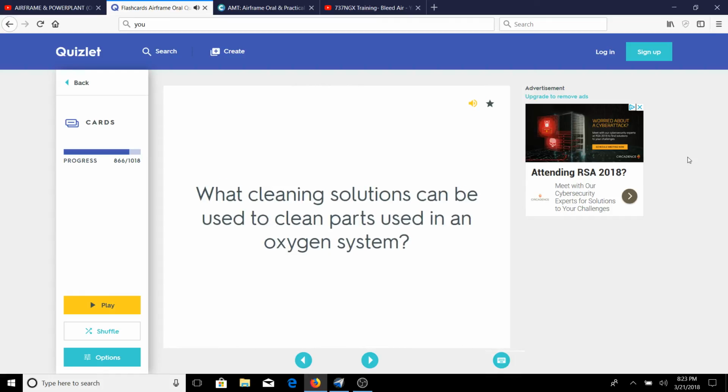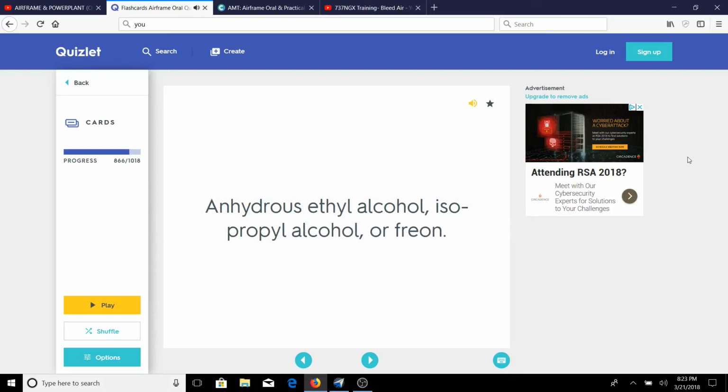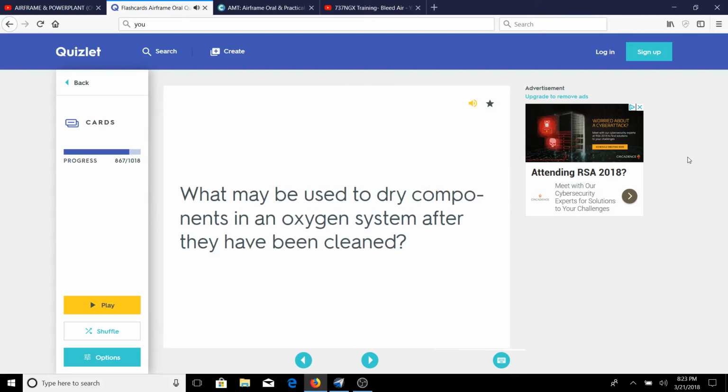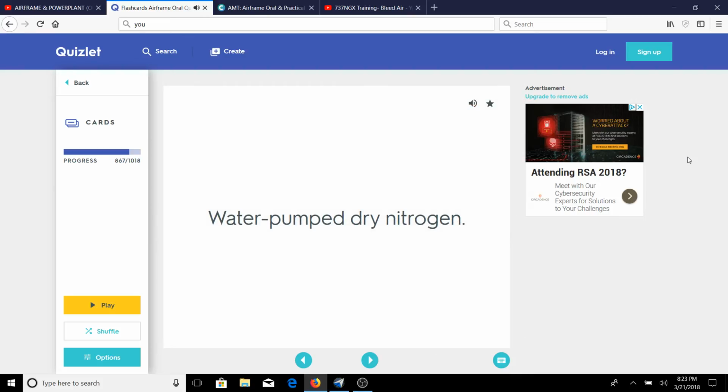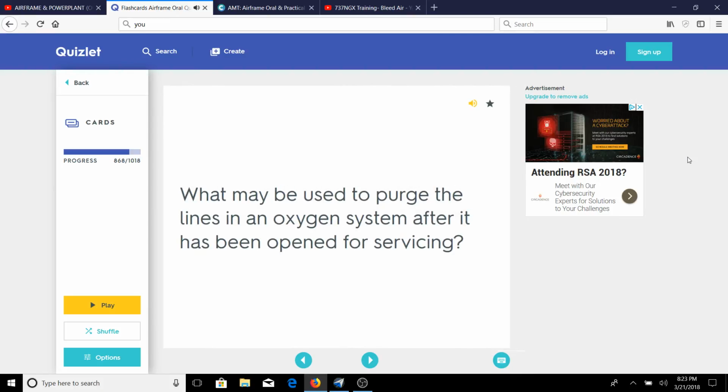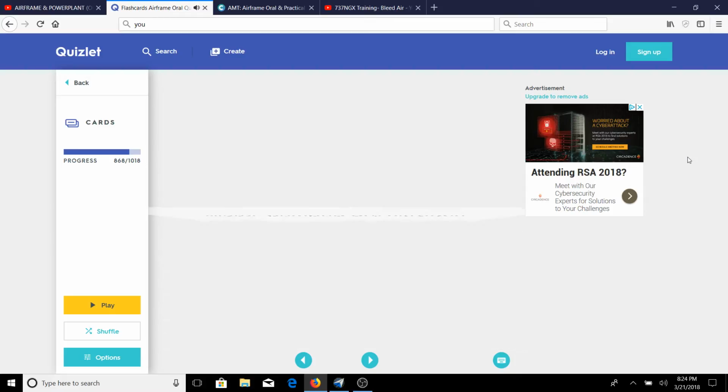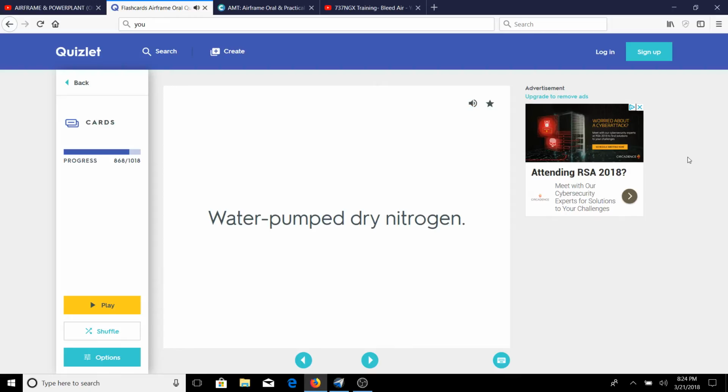What cleaning solutions can be used to clean parts used in an oxygen system? Anhydrous ethyl alcohol, isopropyl alcohol, or freon. What may be used to dry components in an oxygen system after they have been cleaned? Water pumped dry nitrogen. What may be used to purge the lines in an oxygen system after it has been opened for servicing? Water pumped dry nitrogen.